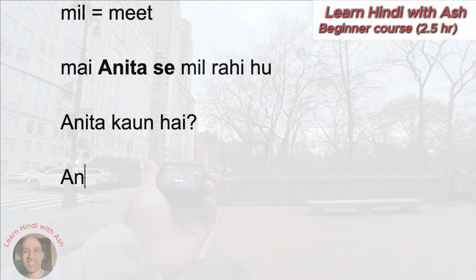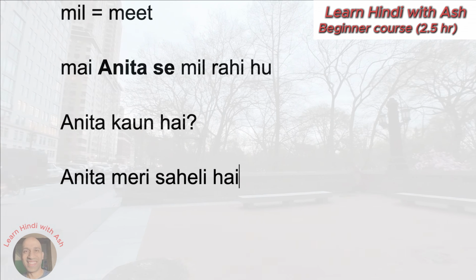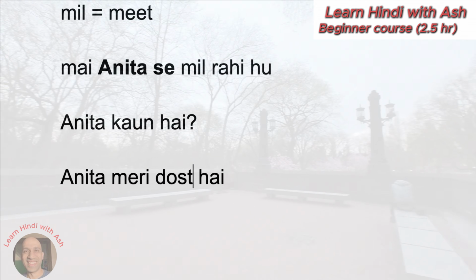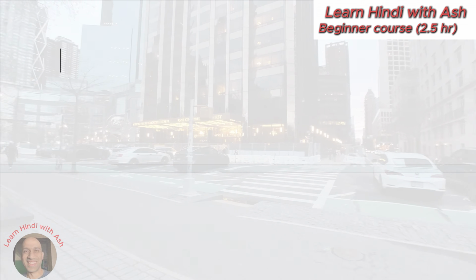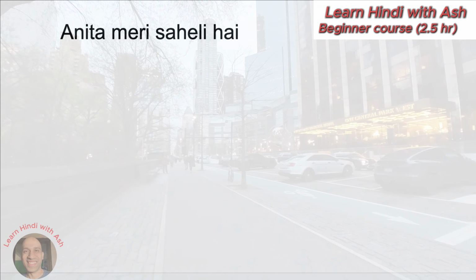So for women to say it, you will say Anita meri saheli hai. Right? But if you're a man, you wouldn't say saheli, you will say dost. Right? So Anita is my friend. Anita meri saheli hai, she's my friend. Okay, next one. How can you say I'm eating lunch tomorrow? Of course, I'm eating lunch with Anita.